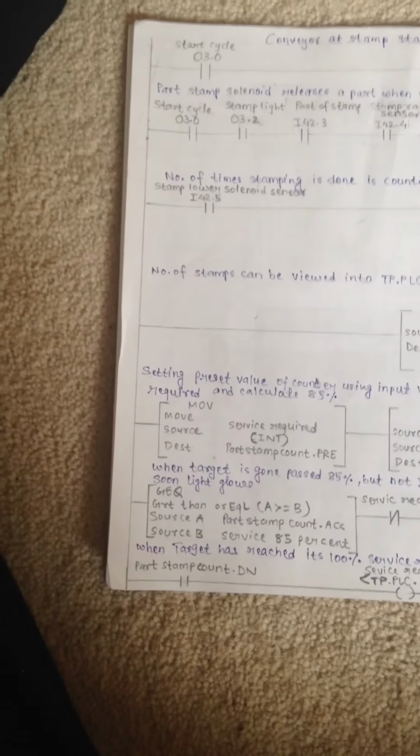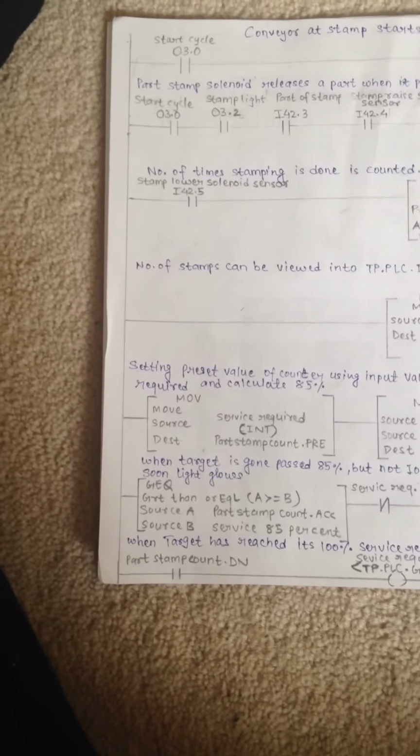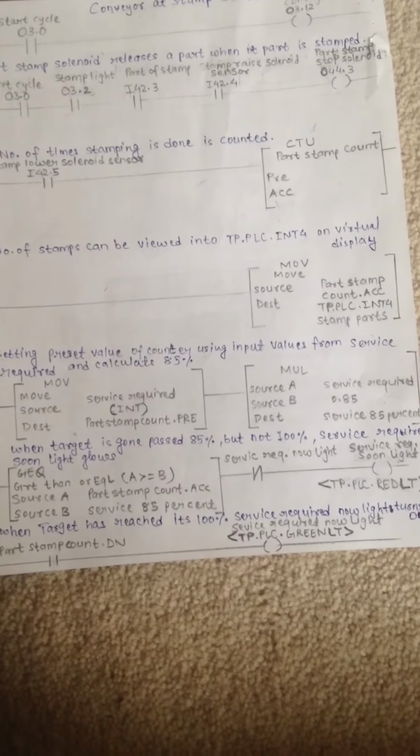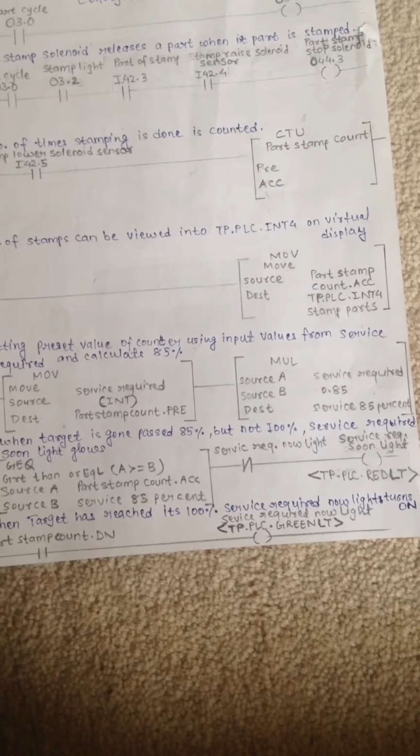When the stamp parts reaches 100%, that means we need service right now. That's why the service required now light turns on.